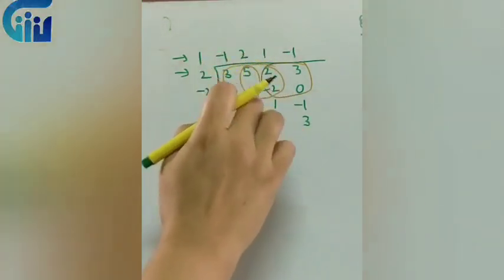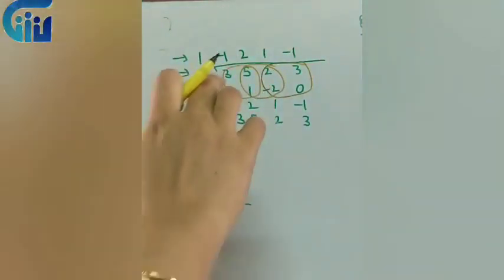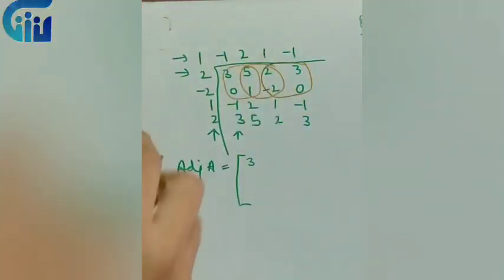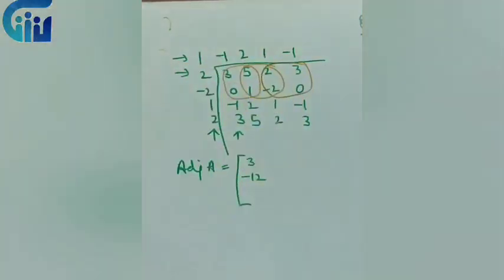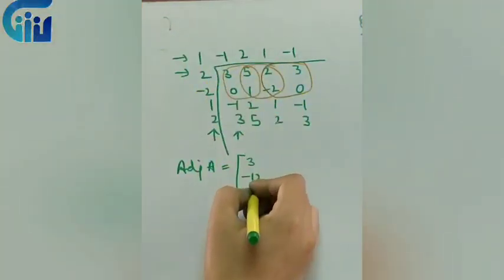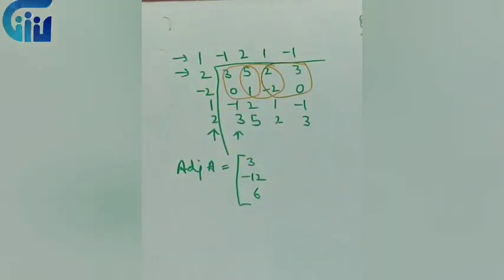The next circle, if I move on to, I'll write minus 2 into minus 5, that is minus 10, and 1 into 2, that is minus 2, so minus 12. I'll write it like this. Then 0 into 2 is 0, minus of minus 6, that is plus 6. So I'll write it over here. So you can verify the first column has come out to be the same.